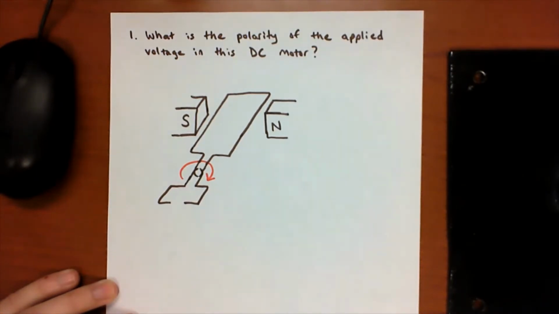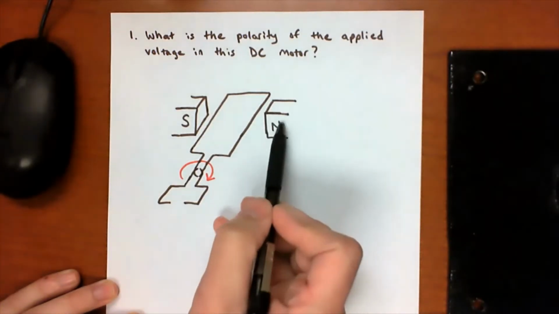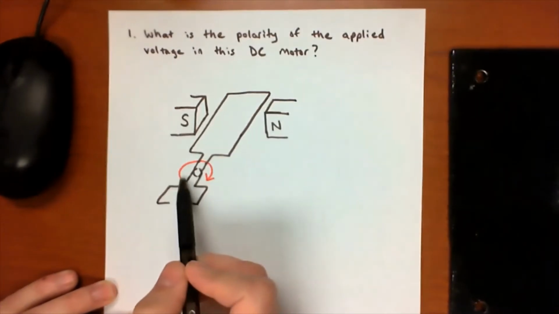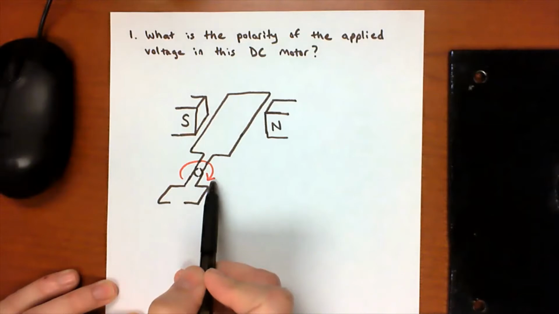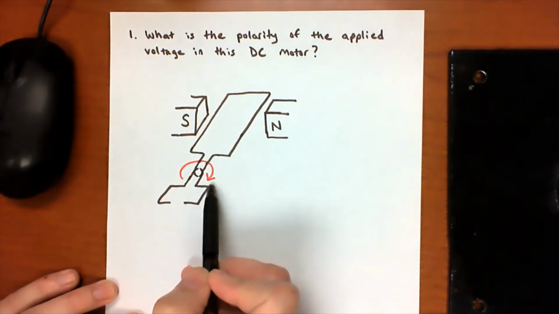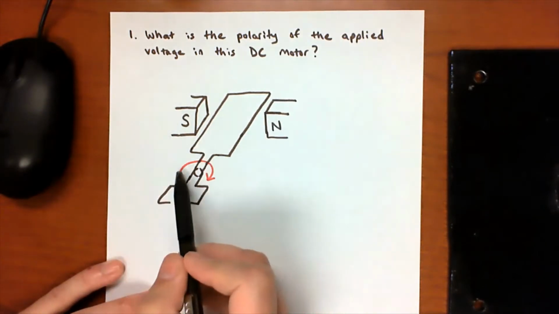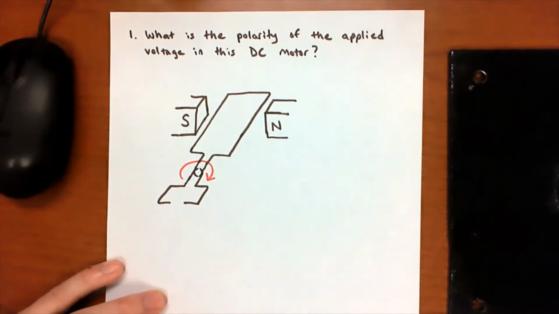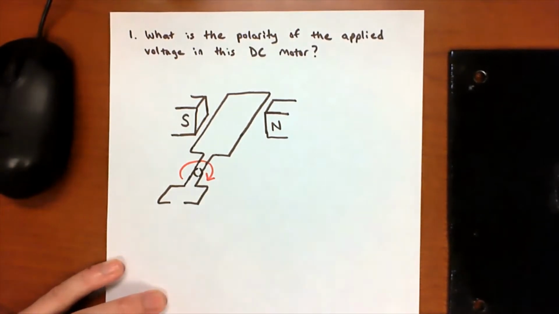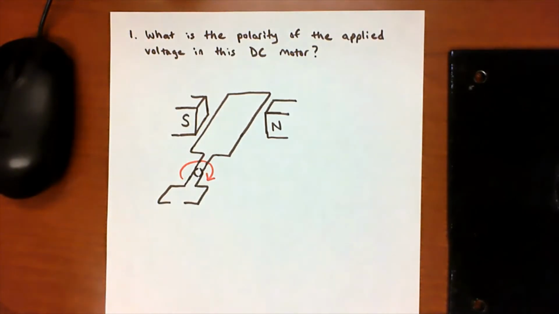To answer the question, we know that we have the direction of the magnetic field from right to left, because we have north on the right, south on the left, and we're given the rotation direction of this motor. We're told that this armature is rotating in a clockwise direction. So given the direction of the magnetic field and the rotation direction of the armature, you should be able to figure out what is the applied voltage here in this DC motor. Okay, so that is the first one.